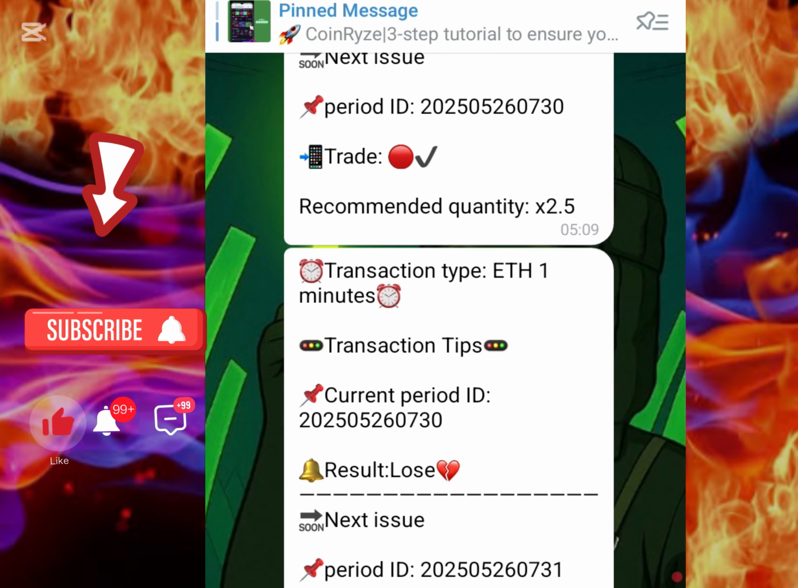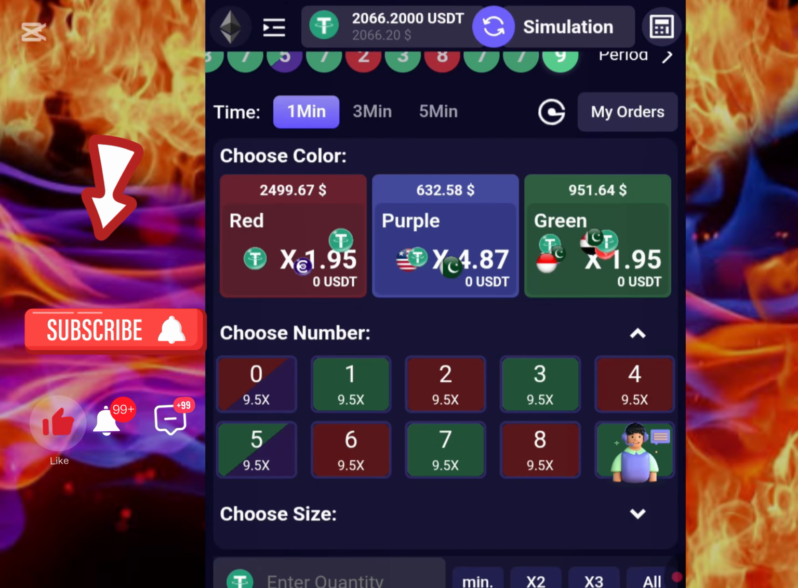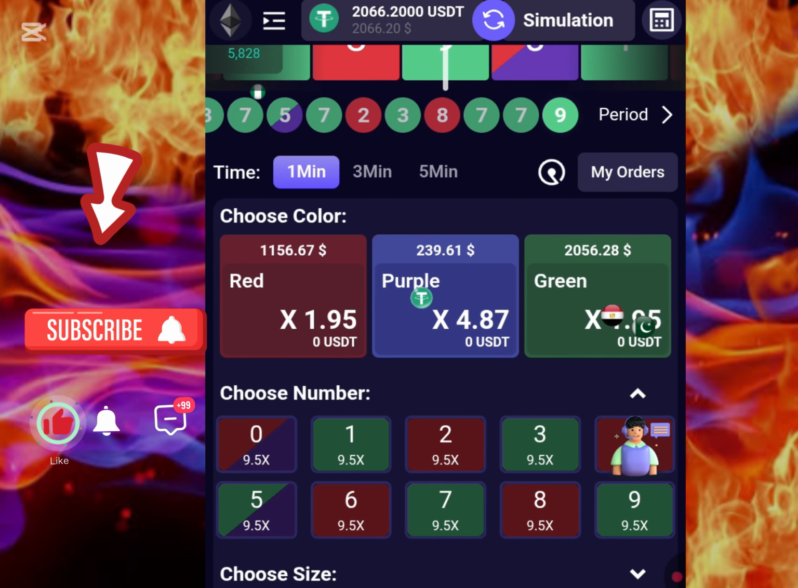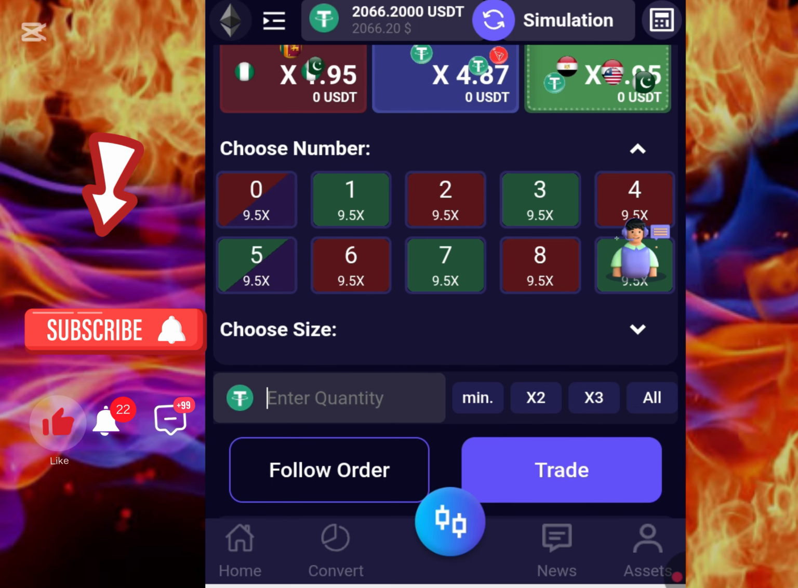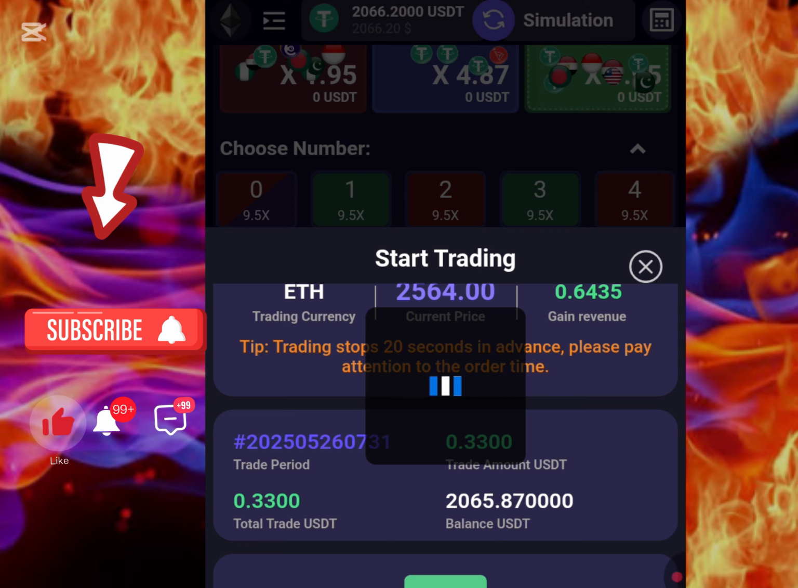Now, what is the signal that is being given to us right now? There is a strategy applied to this, but I just want to place a trade at random because I'm just making a video. Let me just place a trade. Now, this is for 60 seconds. They say the trade type is green, and the recommended is X25. I'm not going to go with X25 because I didn't start trading where they were trading. So let me just go with green, and let me go with 0.33, that's what we have in our calculator, and then we click on trade. You go down, you click on trade, and then you place your trade.